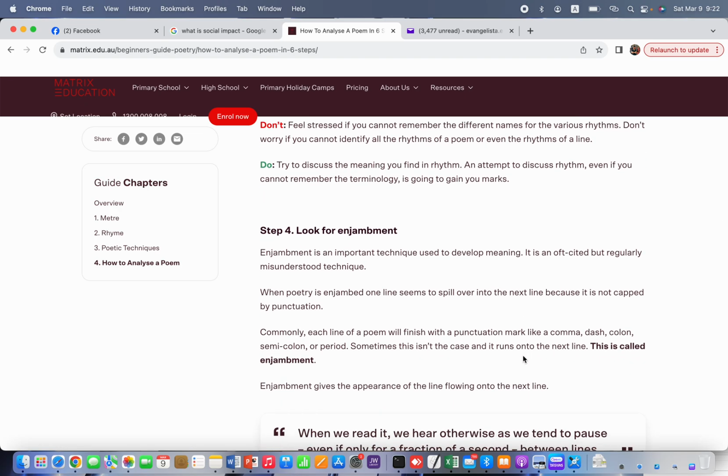Next, look for enjambment. What is an enjambment? Okay, it is defined here. Each line of a poem will finish with a punctuation mark like a comma, dash, colon, semicolon, or period. Sometimes this isn't the case and it runs on to the next line. So the absence of punctuation marks is called enjambment. But definitely the lines are connected to each other. So you just have to follow through with the thought process from the first line to the second line to the third line. Identify the relationships of these lines together.